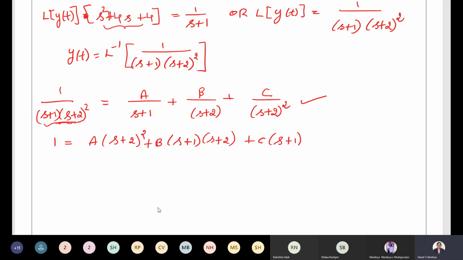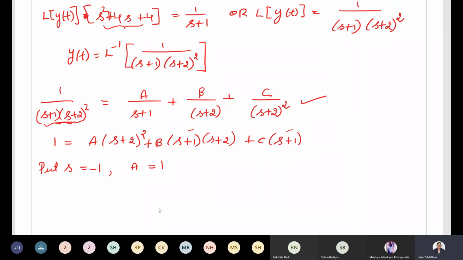Now what do we get from this? Put s equal to minus 1. If you put s equal to minus 1, this term will be 0, this term also will be 0. So what do we get as the value of a? If you put s equal to minus 1, s plus 2 is 1. So a into 1 equals 1, so the value of a will be 1.